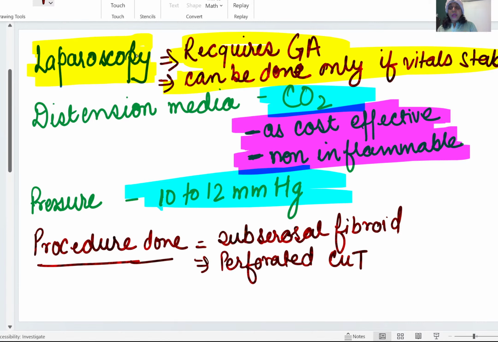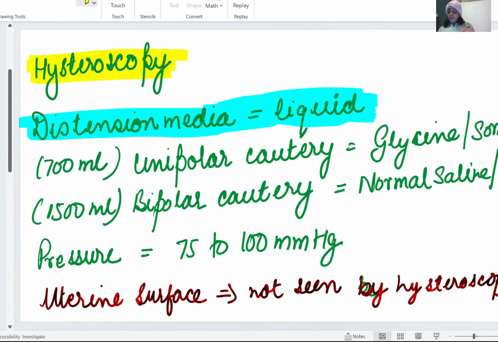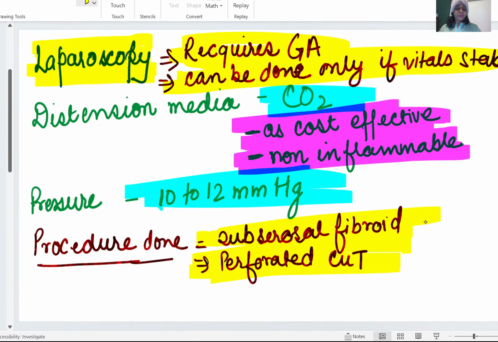It is used for subserosal fibroid and for perforated copper-T, a copper-T which has gone into the peritoneal cavity. Yes, we also use it for endometriosis. Okay, but fibroids have been asked. The fibroid one was a PYQ. This is a PYQ.